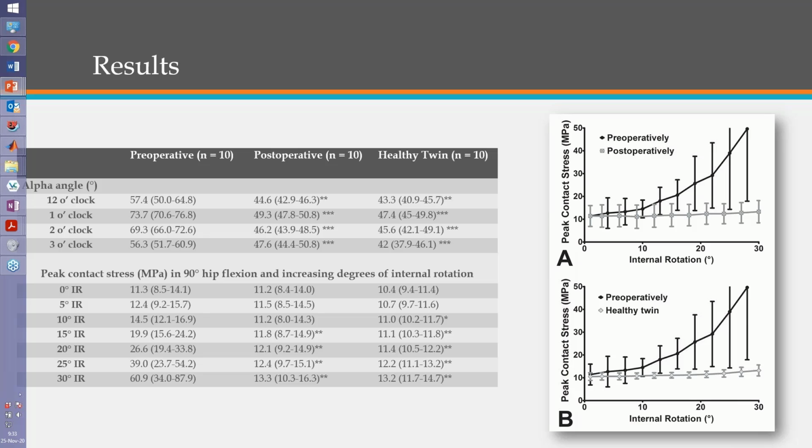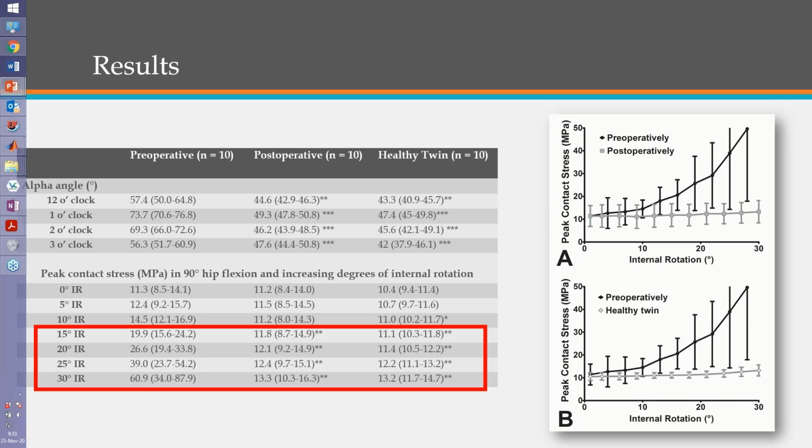The contact stresses during varying degrees of internal rotation and 90 degrees of flexion of the hip amounted in the preoperative situation all the way up to 60 megapascals, compared to postoperatively, where we clearly saw that these contact stresses in terms of megapascal were decreased. This was also the case in the healthy twin situation, and we saw that from 15 degrees of internal rotation, the differences in the decrease of peak contact stress were significant at the 0.01 level.